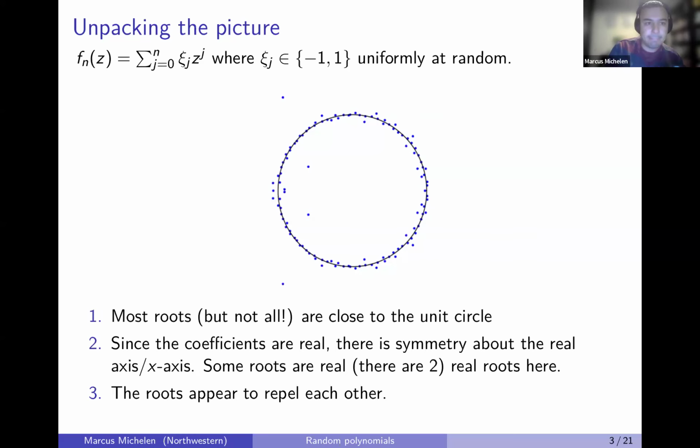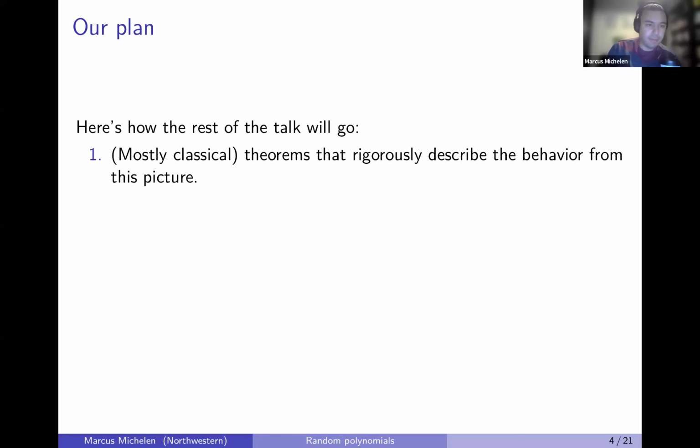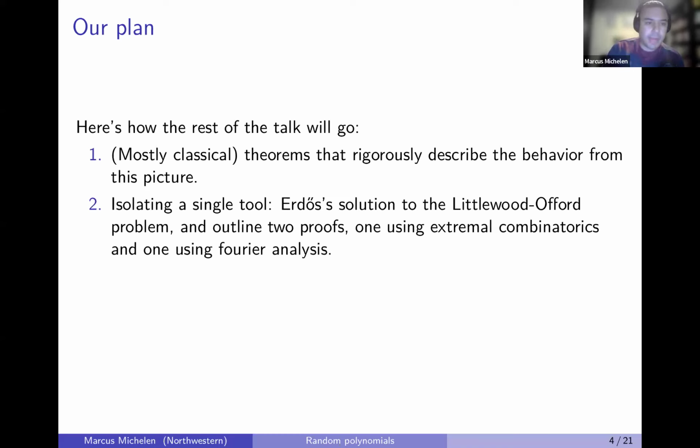Okay. So what is our plan for today? So first, I want to tell you about some classical theorems that tell us what these properties were about this picture. I then want to isolate a single tool that's actually used for all three of those properties, which is Erdős' solution to the Littlewood-Offord problem. And I'm also, maybe a little ambitiously, going to outline two proofs of it.